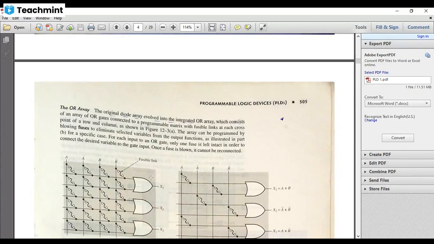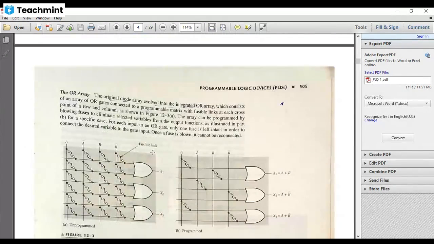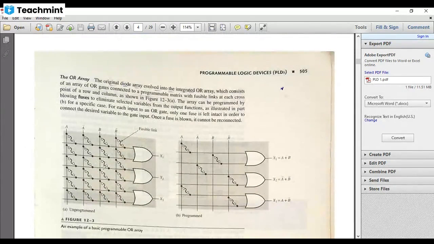First we are going to see the programmable OR array. When it is given by the manufacturer, these links are in contact, so it is not programmed. How can we program that? These fusible links are to be burned out, or blown out, that is, we make these links open as per our program.